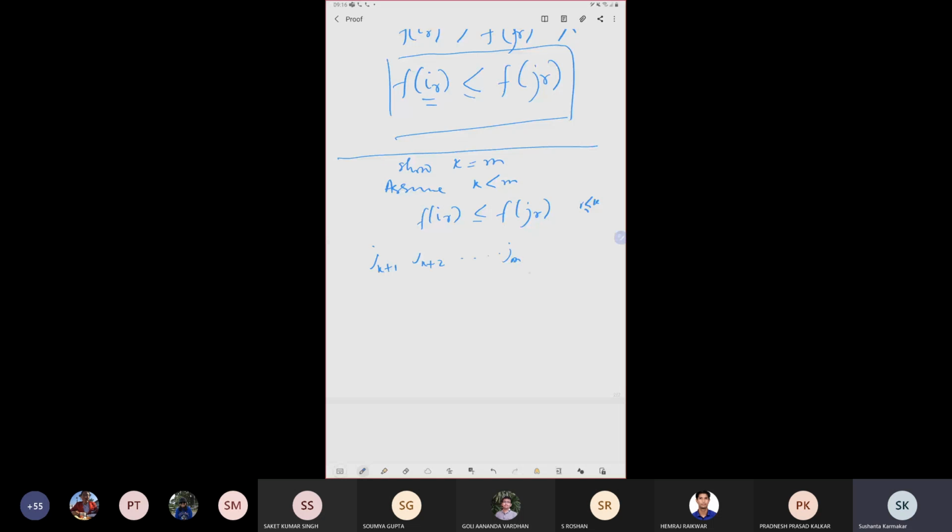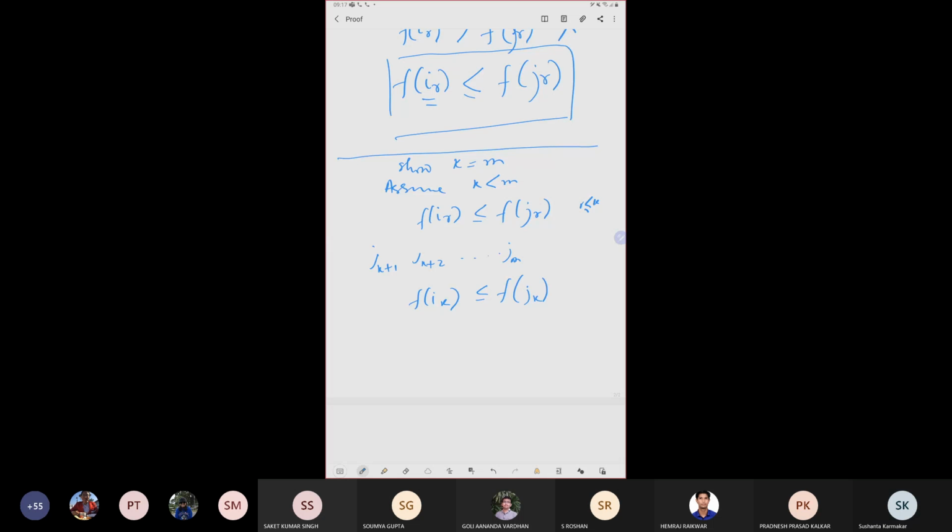So now we can claim that f(i_k) is less than or equal to f(j_k). This is from the earlier lemma. The finish time of the kth interval according to our algorithm is actually smaller than the finish time of the kth interval in the optimal algorithm. Right.